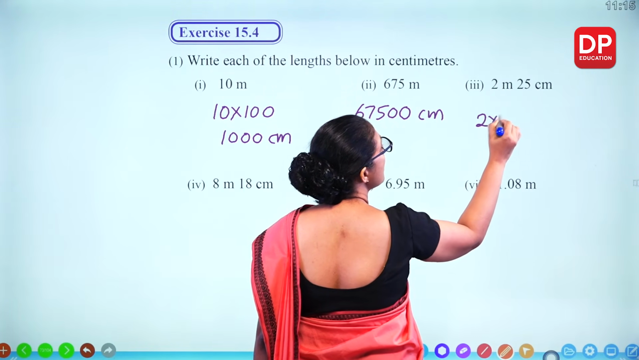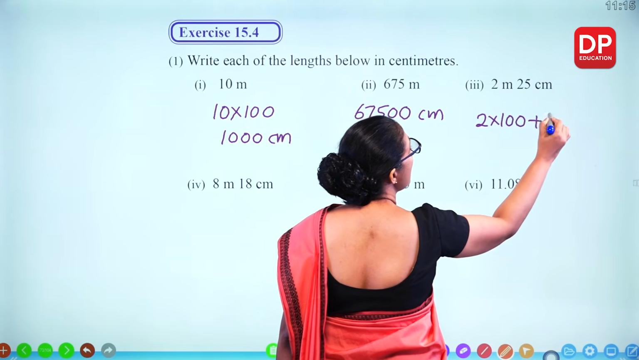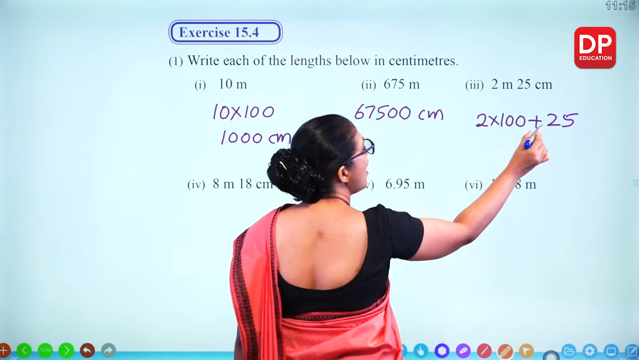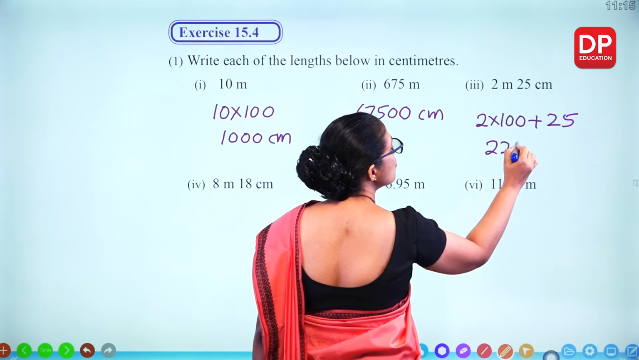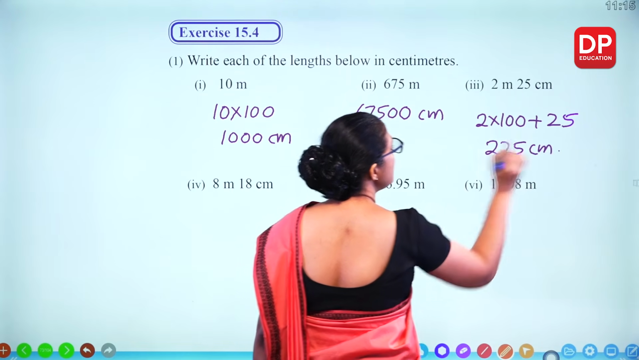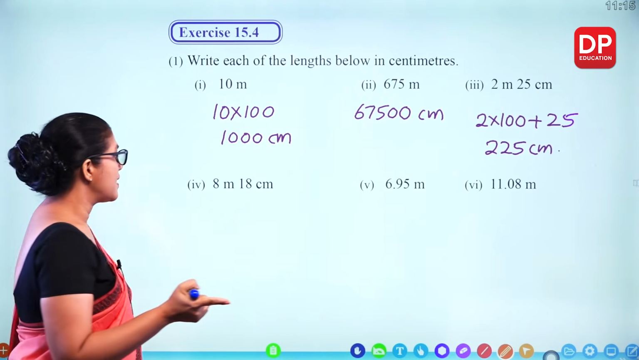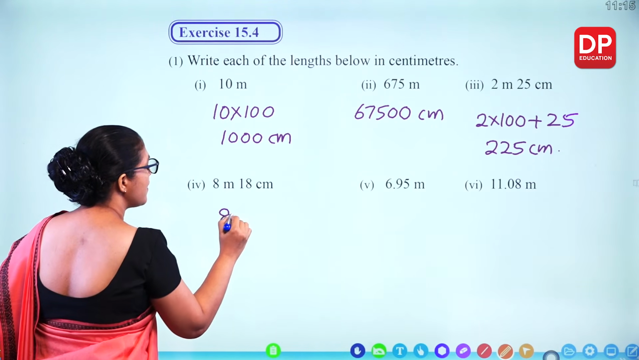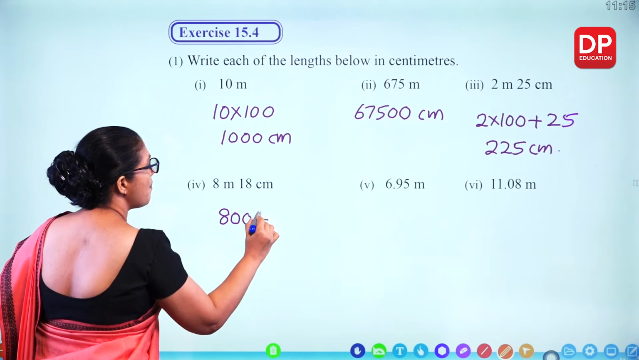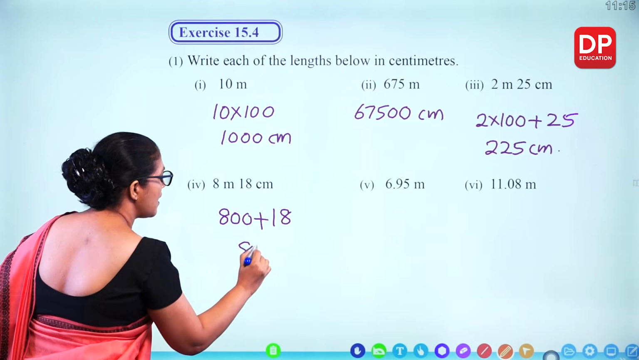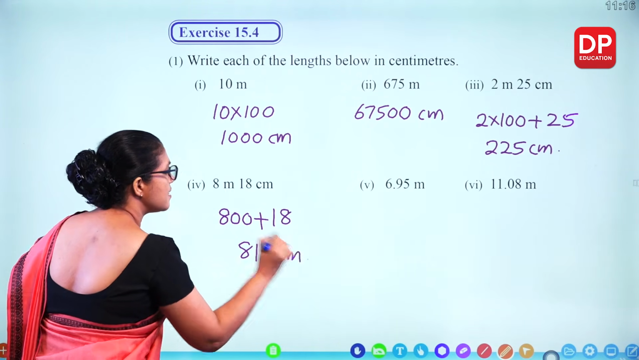So multiply by 100. And then add 25. 200 plus 25, 225 centimeters. 8 meters and 18 centimeters. Multiply by 100, you get 800 plus 18. 818 centimeters.